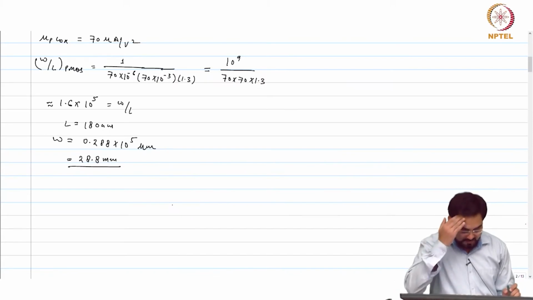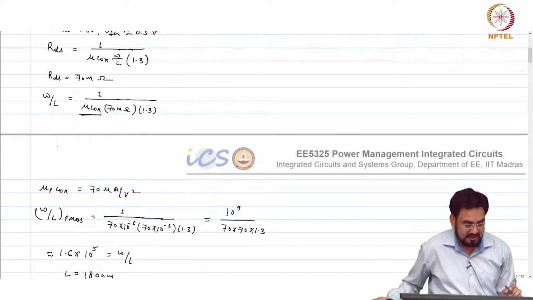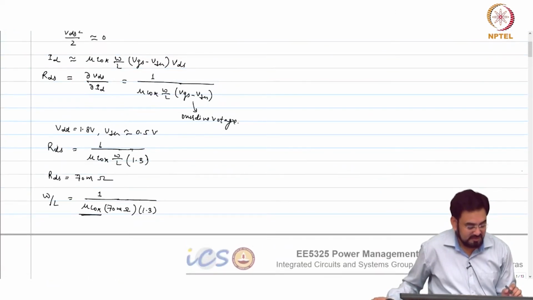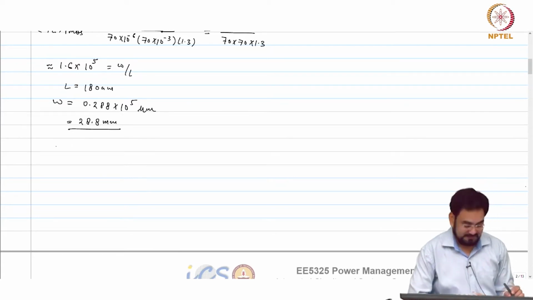Okay, so 28.8 millimeter was the width we calculated for RDS on of 50 milliohm, correct? So from this we can calculate the gate area and find the gate cap. Okay.